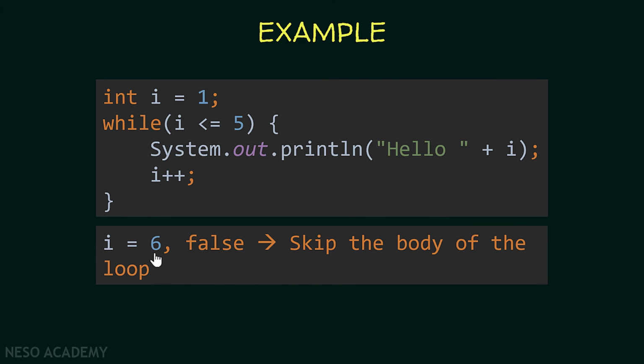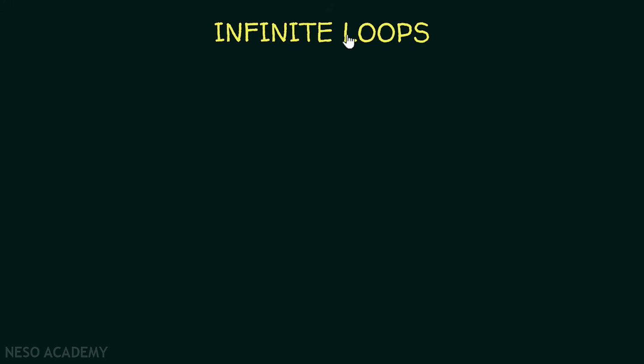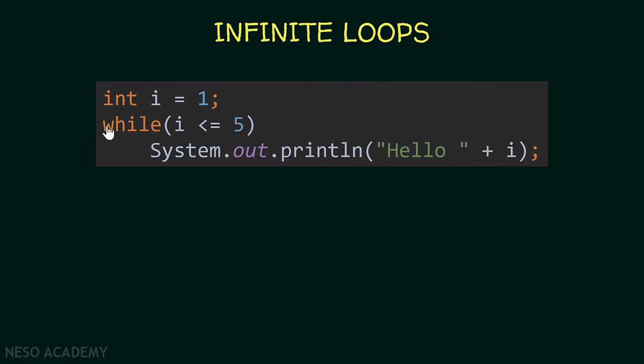So now you might be asking, what happens if we don't increment I over here? So now let's talk about infinite loops. It is called an infinite loop. So you can conclude that it is a loop that doesn't end. So for example, suppose we have the same code, but in this case we are not incrementing I. We are saying while I is less than or equal to 5, print hello plus I. And as you can see, this is the only statement inside the while loop. So in this case, the condition is always true because I is always equal to 1. So we will keep printing hello 1, hello 1, hello 1 infinitely. The loop will never stop.